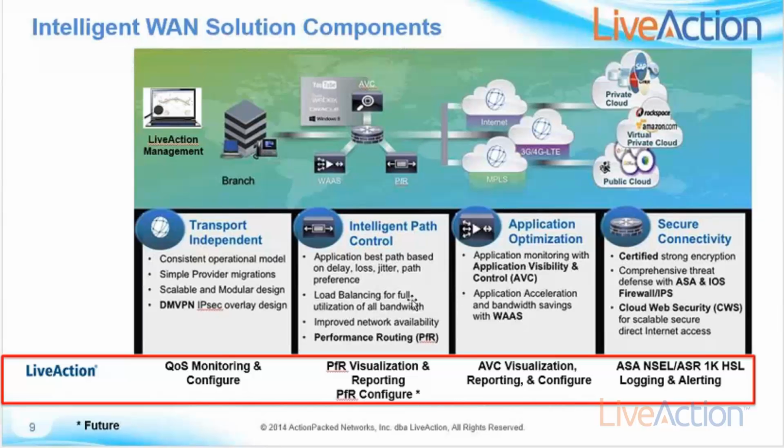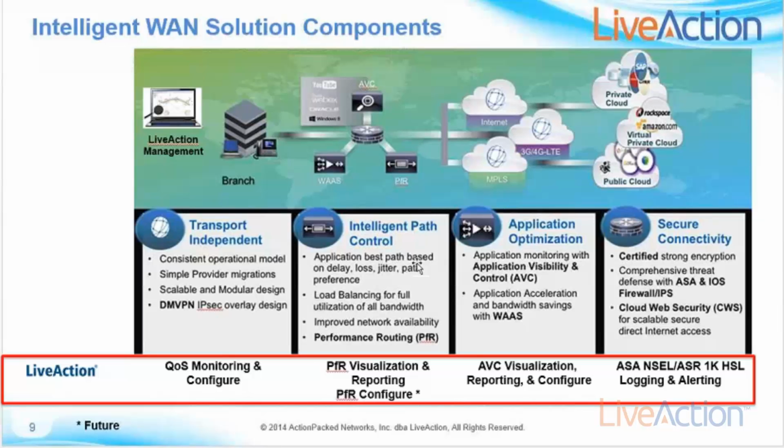In this diagram, we added LiveAction here to show you how it provides the IWAN management function to complement the Cisco IWAN components. We'll go over these in more detail, but in a nutshell, across these 4 components, we provide QoS monitoring and configuration to help optimize your network transport. On intelligent path control, LiveAction provides the performance routing visualization and reporting to visualize the path changes, what out-of-policy conditions trigger those path changes, and what application traffic was affected or moved.